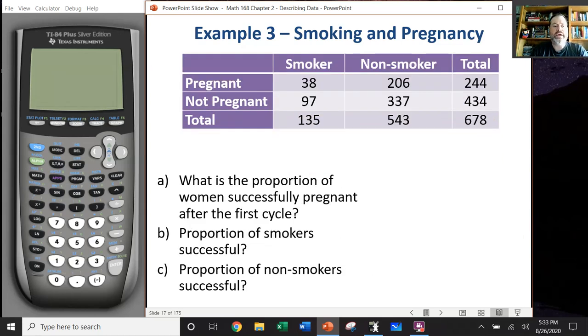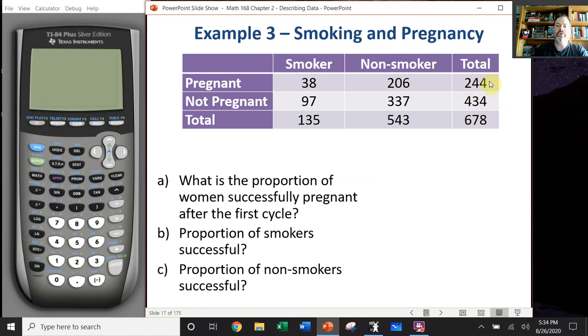So we want to answer some questions and look for an association here. What is the proportion of women successfully getting pregnant after the first cycle? Look at what it's saying here, and we have to use proper notation as well, right? So we know we're going to need something in the pregnant row, just as proportion of women. Notice that the other variable, smoking status, is not mentioned. Therefore, we ignore the smoking status and we just go over here to the row total.